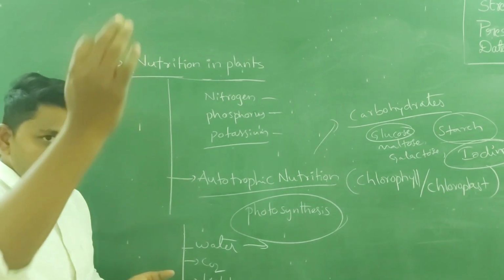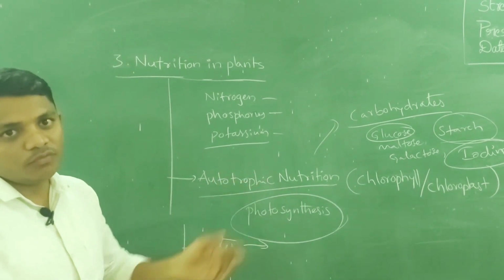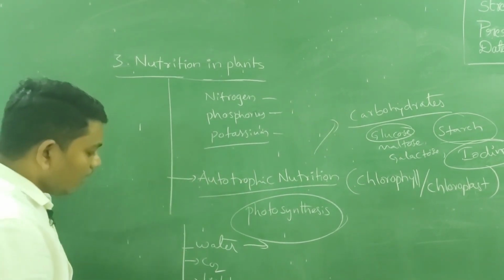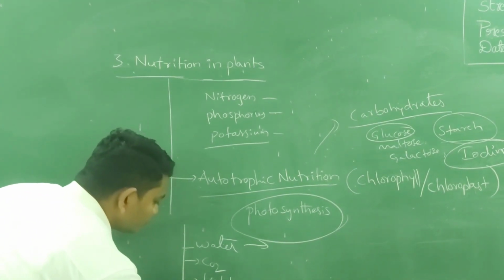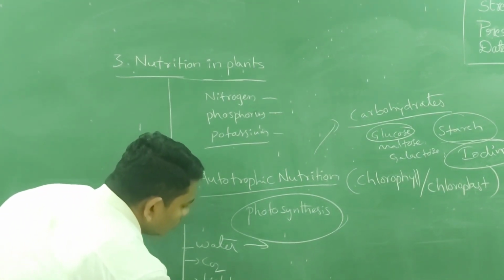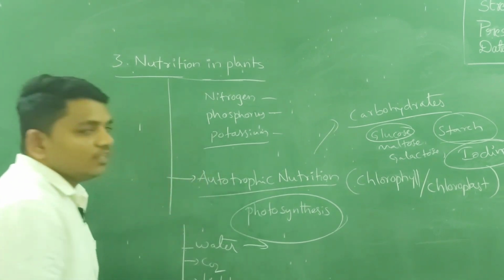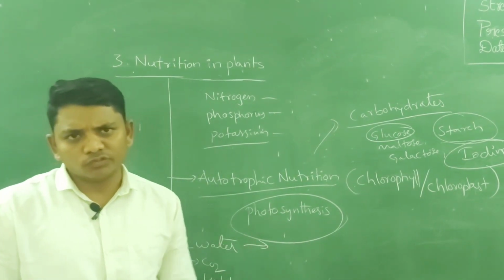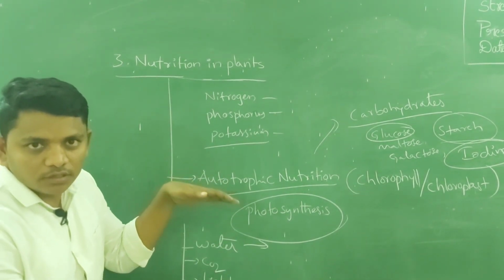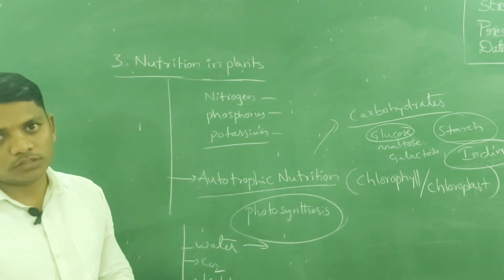The light which comes from the sun will be utilized by the plant for the photosynthesis process. And the fourth one is chlorophyll. This is the green color pigment in the leaves. So, these are the 4 factors for the photosynthesis process.